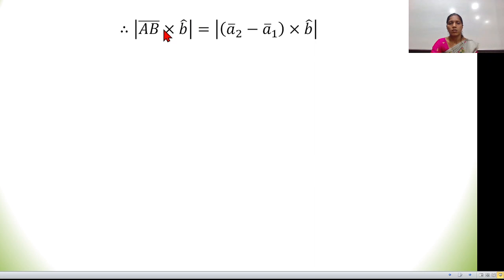AB bar means A2 bar minus A1 bar, because A2 bar is the position vector of point B, and A1 bar is the position vector of point A, that is the initial point position vector, cross B cap as it is. So here we get the distance D, the shortest distance between two parallel lines, is the mod of A2 bar minus A1 bar cross B cap.